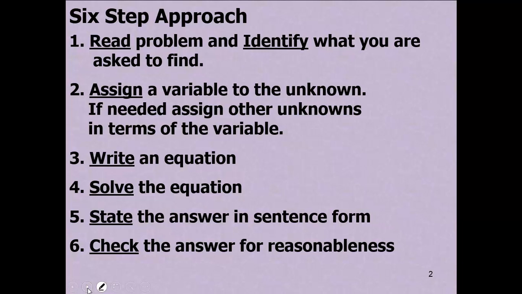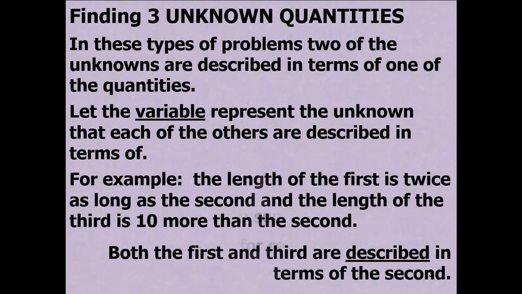All right. So we're going to keep with that same 6-step approach. We're going to read and identify what we're asked to find. We're going to assign a variable, and if we have to define more than one variable, we're going to do that, but it's all going to be in terms of the same letter. We're going to write an equation. We're going to solve the equation. We're going to state the answer, and then we're going to check the answer for reasonableness.